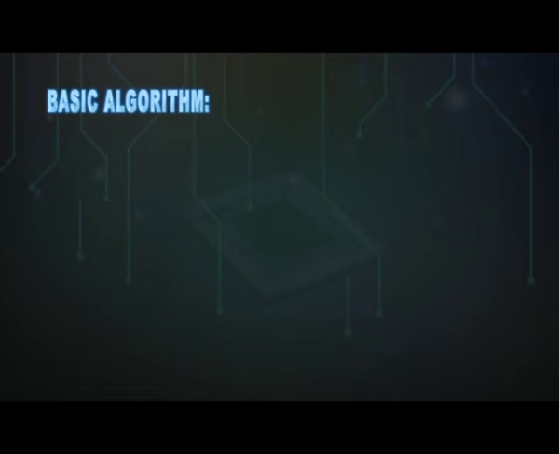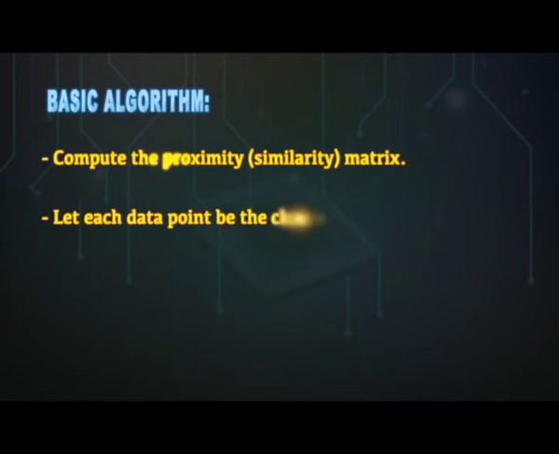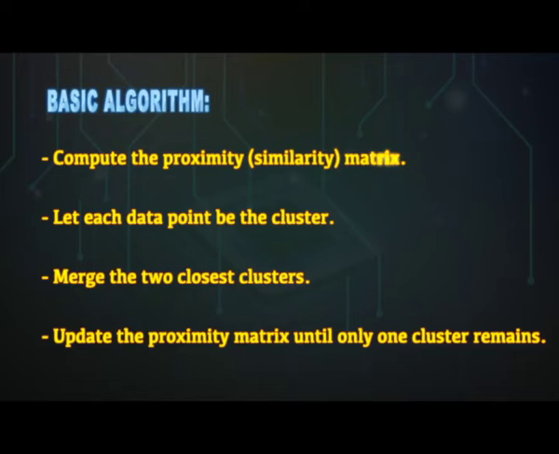The basic algorithm has only 4 steps. First, you need to compute the proximity or the similarity matrix. Then, let each data point be a cluster. The next step is to merge the two closest clusters. Then, update the proximity matrix until only one cluster remains.